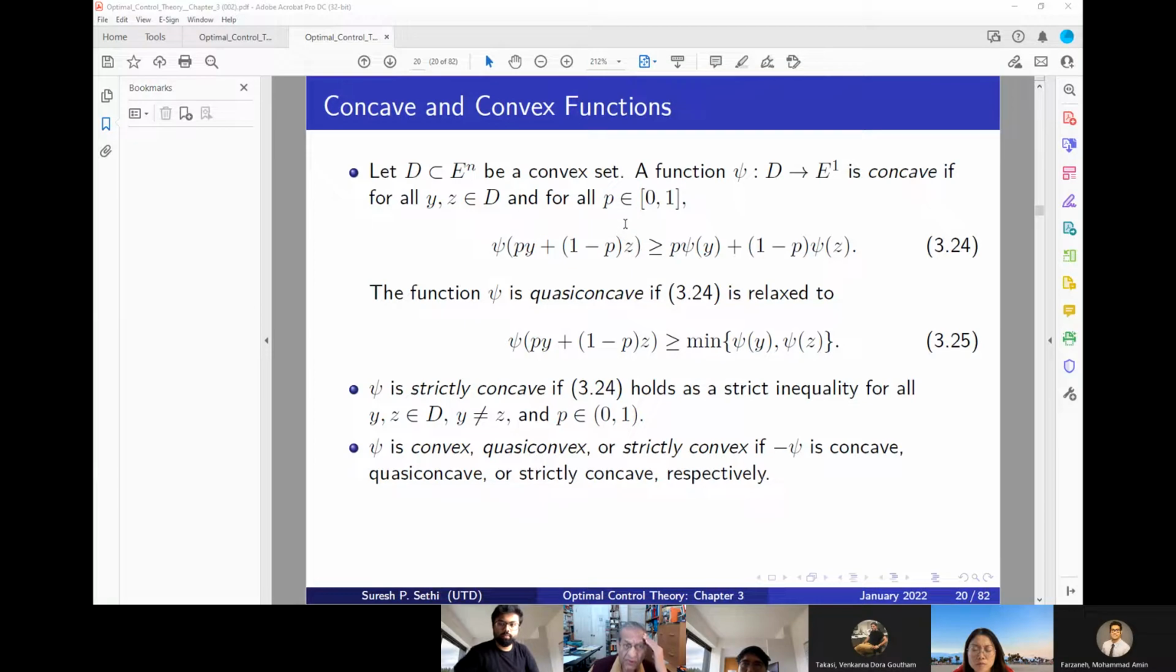So in order for us to generalize the sufficiency condition, we need to define a concept of quasi-concavity. Let D be a convex set. A function psi defined on D is concave if psi of py plus (1 minus p) times z is bigger than or equal to its linear approximation, if you want to call it, for any p between 0 and 1. So a function is convex, concave.